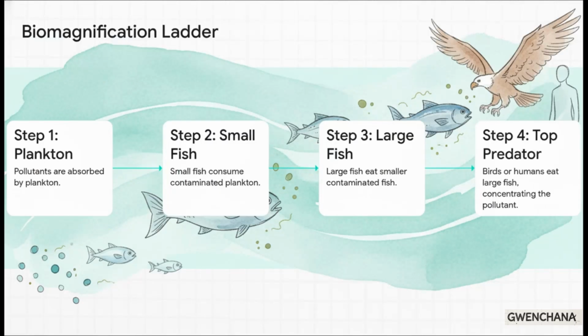Think of it like a ladder. At the bottom rung, step 1, you have tiny plankton absorbing the pollutant. Okay. Step 2, a small fish comes along and eats a ton of that plankton. Now it has all the toxins from all that plankton inside it. Step 3, a bigger fish eats a bunch of those small fish. See where this is going? The concentration is getting stronger. And finally, step 4, a bird or even one of us eats that big fish. And boom, you get a super concentrated dose. The pollutant gets more and more potent at every single step.